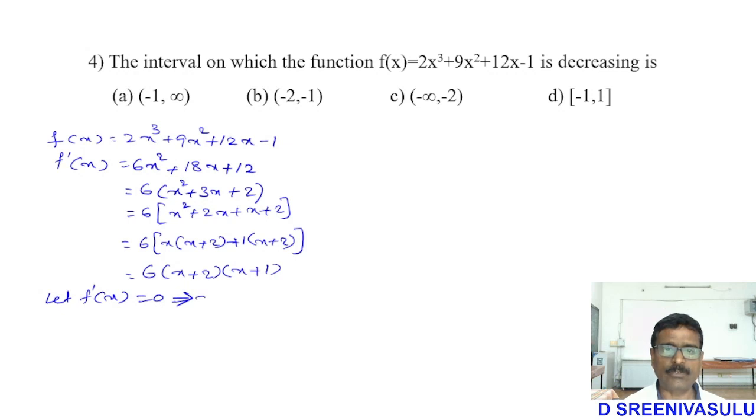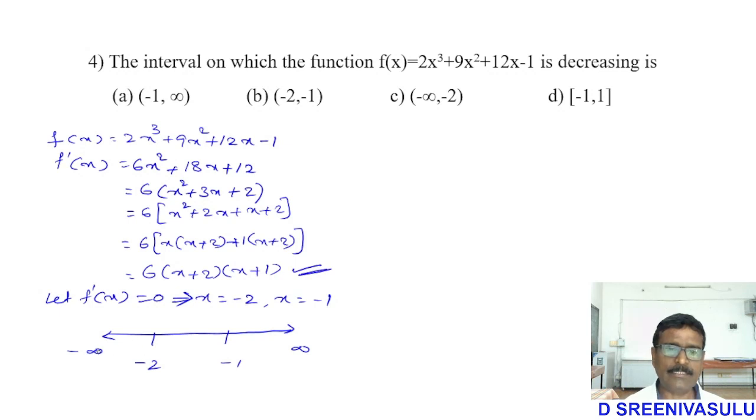Then x plus 2 is equal to 0 means x is equal to minus 2. x plus 1 is equal to 0 means x is equal to minus 1. If you are taking a number line, this is minus infinity, this is infinity, this is minus 2, minus 1. In this one, this is the f dash x.